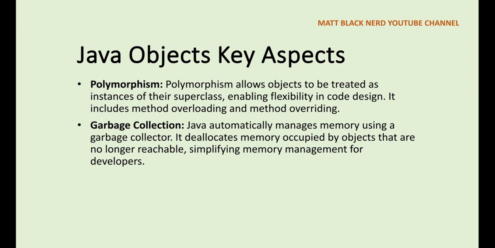Polymorphism. Polymorphism allows objects to be treated as instances of their superclasses, enabling flexibility in code design. It includes method overloading and method overriding. Garbage collection. Java automatically manages memory using the garbage collector. It deallocates memory occupied by the objects that are no longer reachable, simplifying memory management for developers.